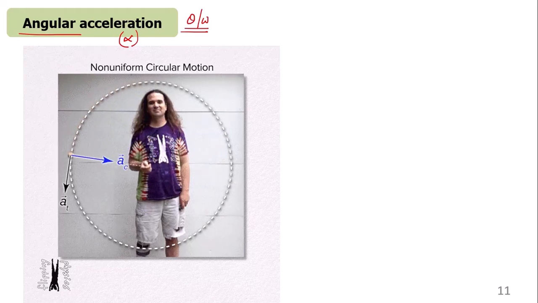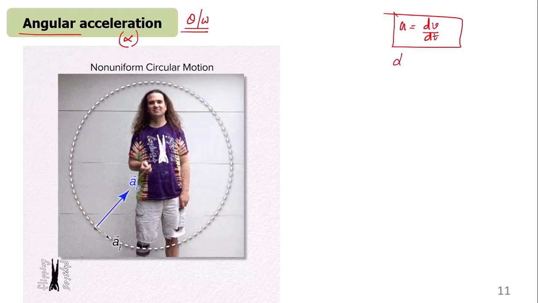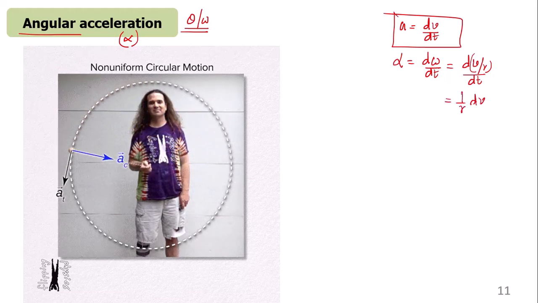Similar to linear acceleration: if I say a is the linear acceleration, then a is the rate of change of velocity. Similarly, here I can write alpha equals d omega by dt. Now what is omega? Omega is v by r, so omega equals d of (v by r) by dt. Again, r is constant, so it is 1 by r dv by dt.